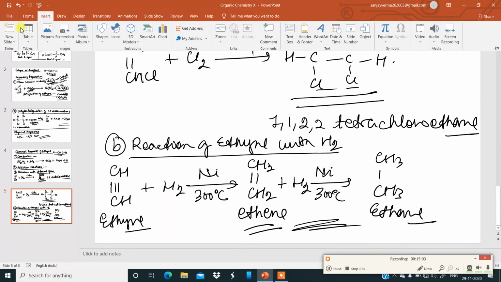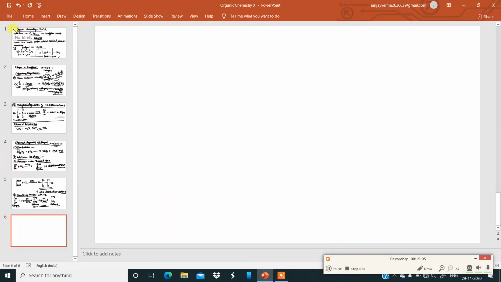Next one, number C. Look at the third chemical property of ethyne. Ethyne reacts with hydrogen chloride also. Okay, so here, reaction with hydrogen chloride.